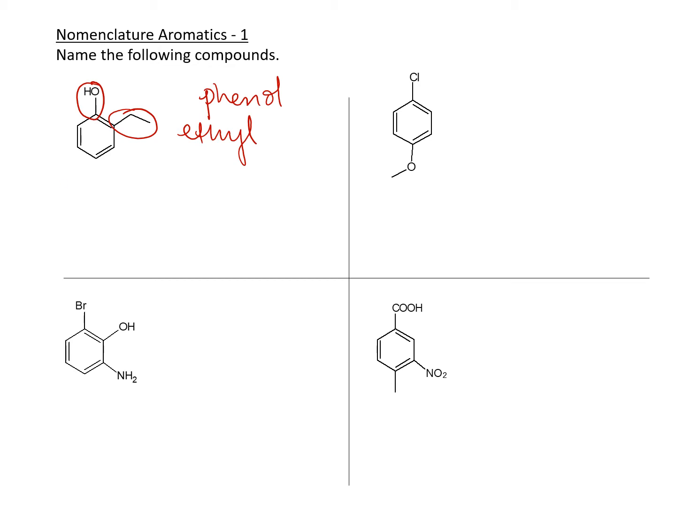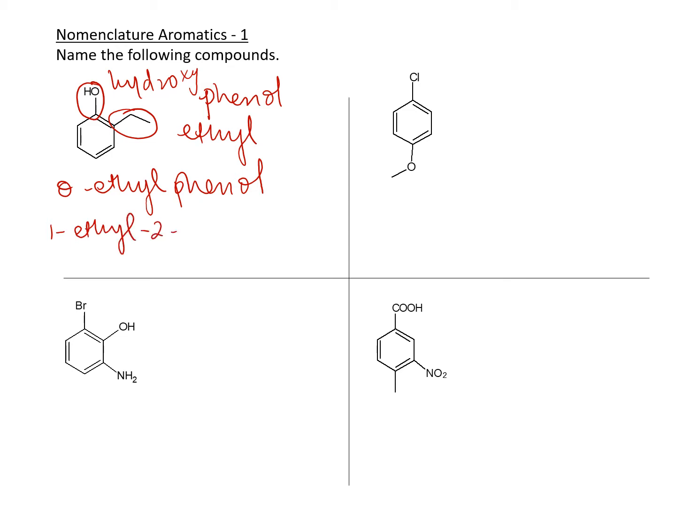So we can call this ortho-ethylphenol. If you don't remember phenol, then you can also go ahead and call that hydroxy. And so then we can go ahead and take it alphabetical, which means that we can say 1-ethyl, 2-hydroxybenzene. So both of the names are fine, both will work. So depending on what you can remember and what you want to name this as, both will work. All right, let's look at the next one.